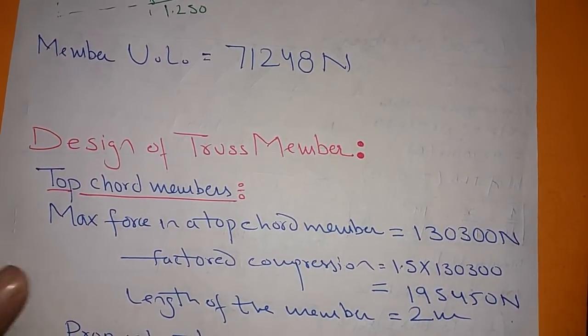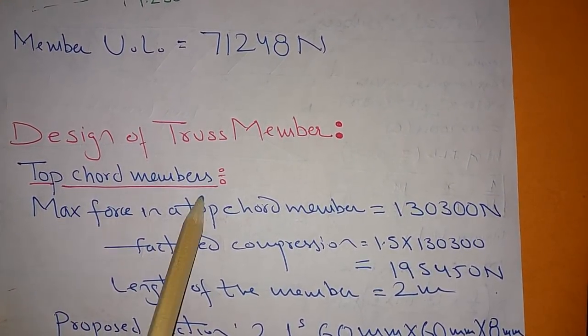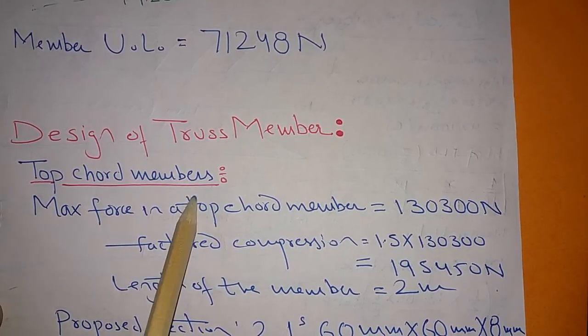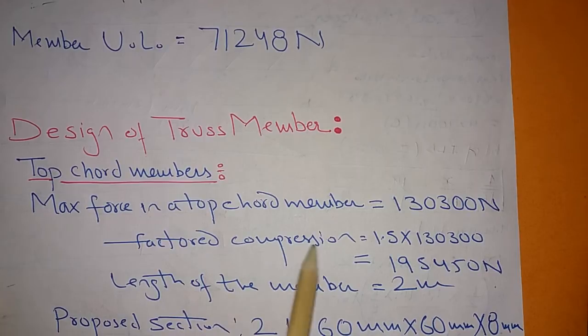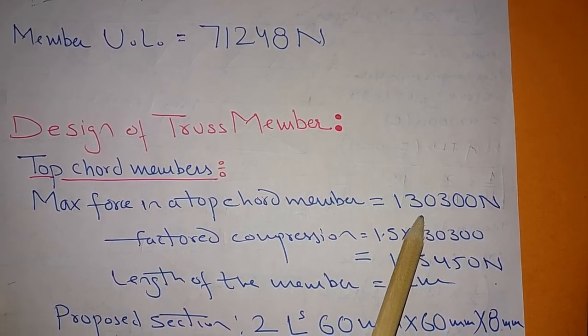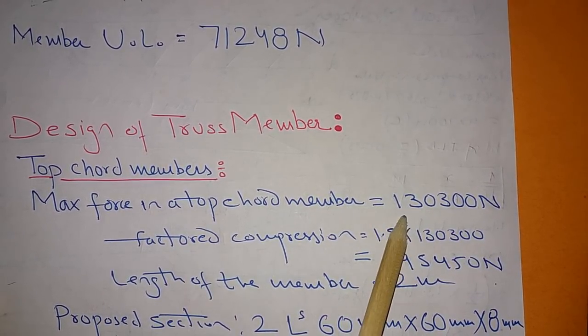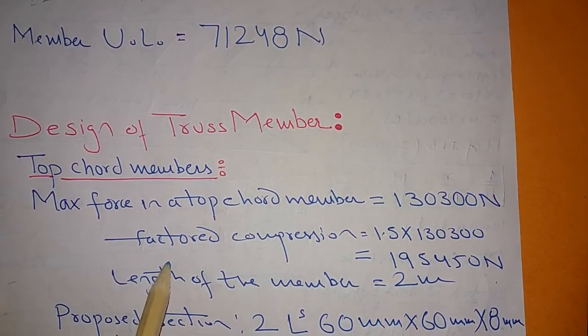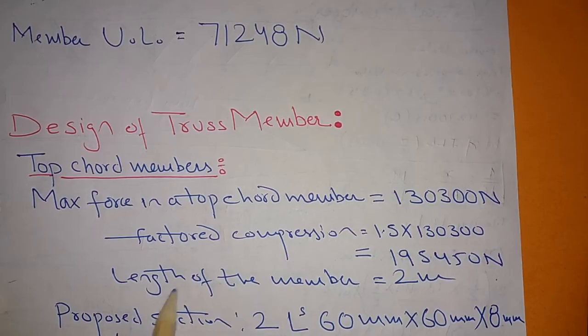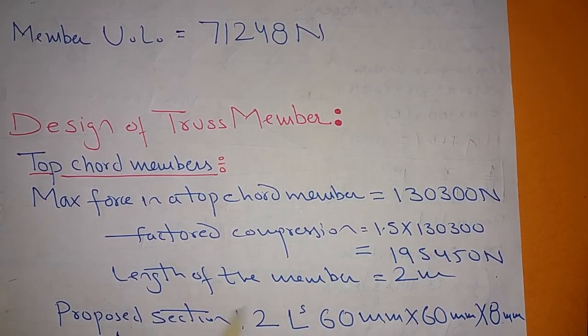As we know, the top chord is in compression. So top chord will be designed as a compression member. Choose a member which has maximum force. Let's say the member has a maximum force of 130,3009 30 Newton, factored, multiplied by 1.5. Length of the member we know is 2 meter. Proposed section is here two angles 60 by 60 by 8.